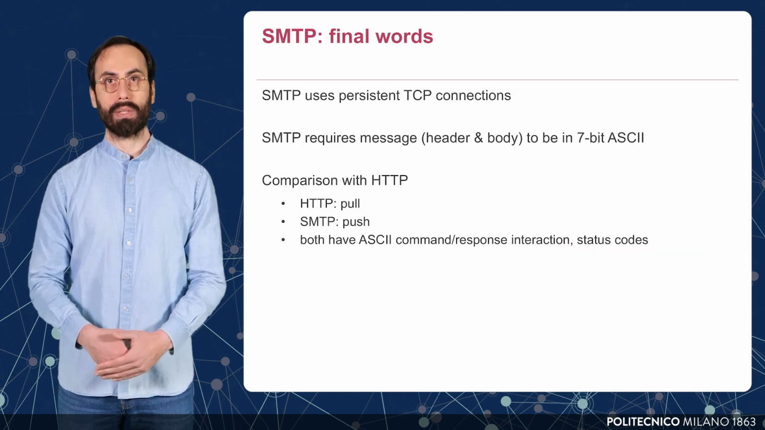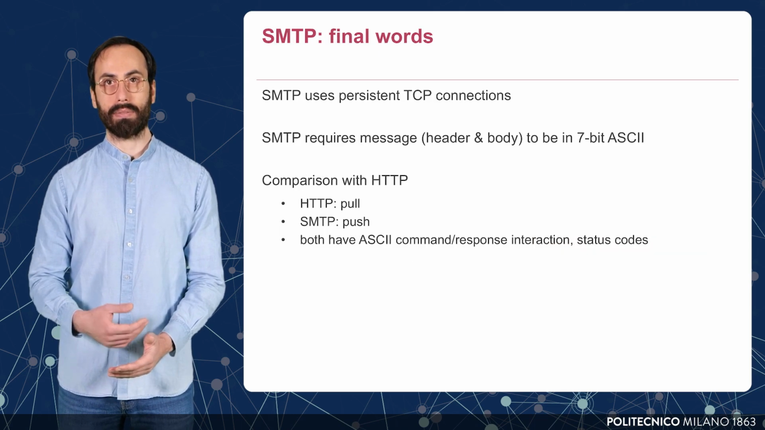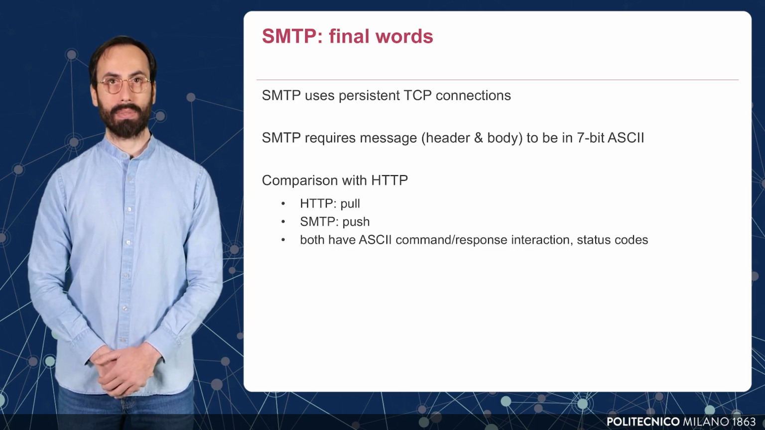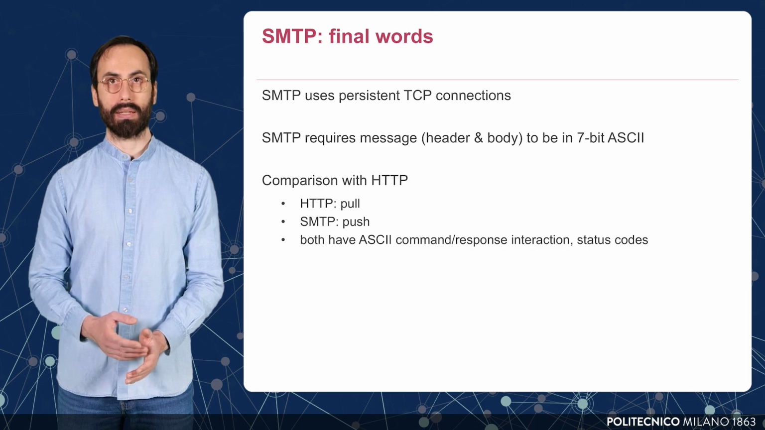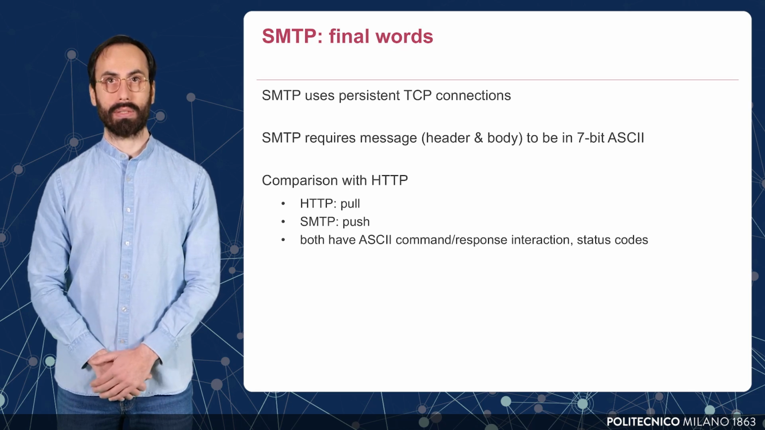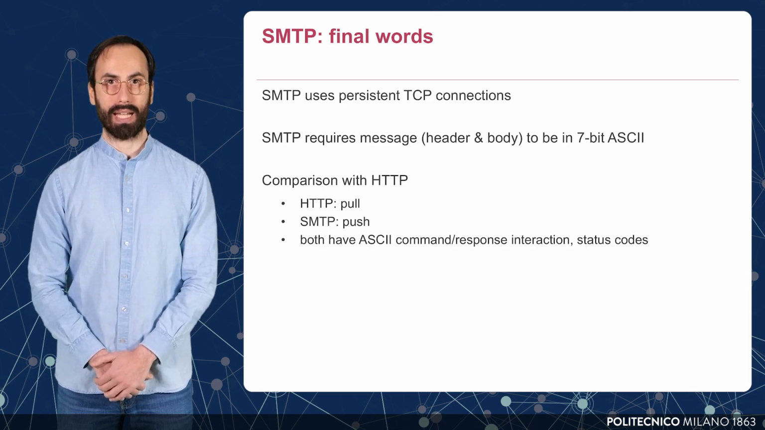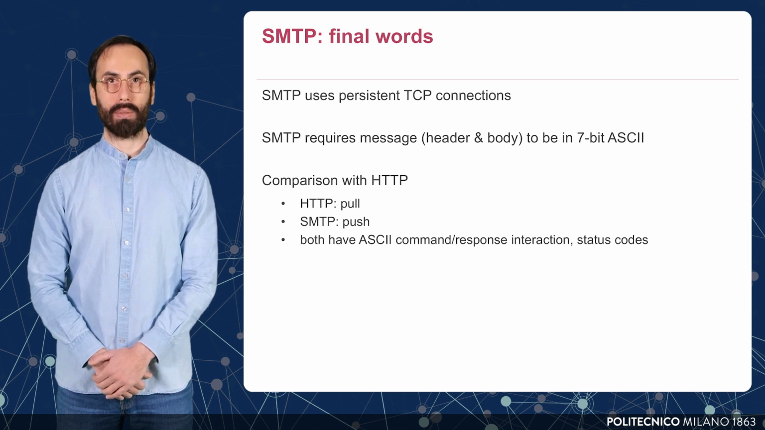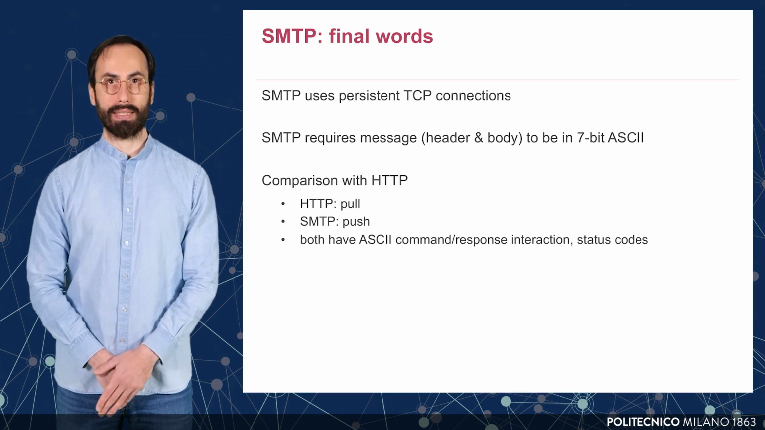SMTP is a simple yet robust protocol that has been fundamental to email transmission for decades. It uses persistent TCP connections to ensure reliable delivery, but it also has some limitations, such as the requirement for 7-bit ASCII encoding. When comparing SMTP to HTTP, remember that SMTP is a push protocol, whereas HTTP is a pull protocol, meaning that email is actively pushed from one server to another.